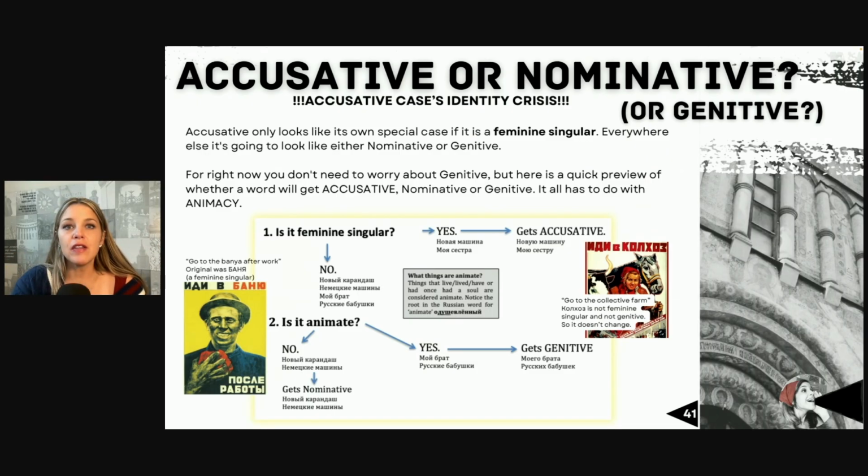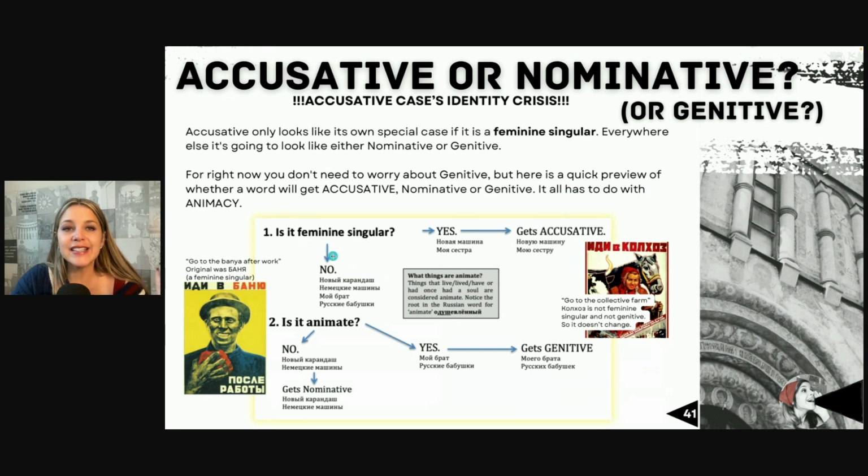Okay, so really the only words that are going to get that good old-fashioned "ooh, you, ooh" endings are the feminine singulars. That's the only time we're going to see an "ooh, you" ending on an adjective. Okay, then we come down to this flow chart.